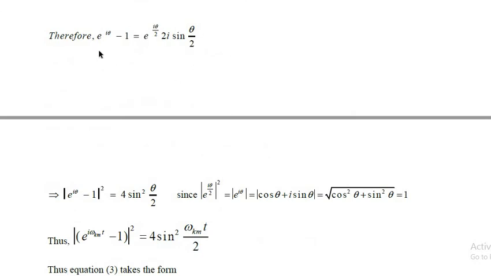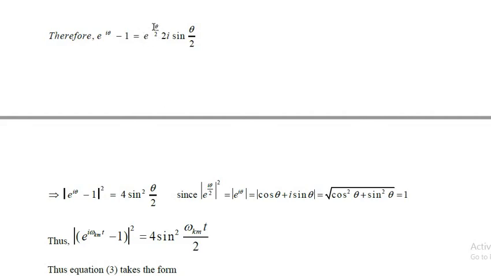So you get it like this. Now the modulus of e^(iθ) minus 1, the whole square, is equal to 2 square, which becomes 4; i square becomes minus 1, and taking the modulus it becomes plus. So sin(θ/2) squared becomes sin²(θ/2).